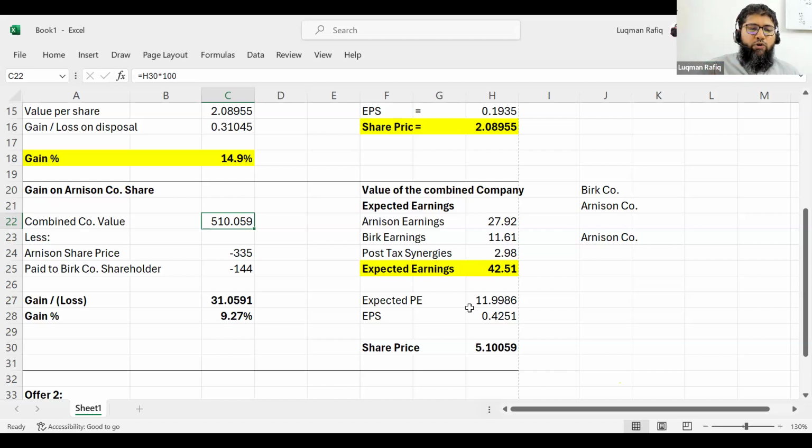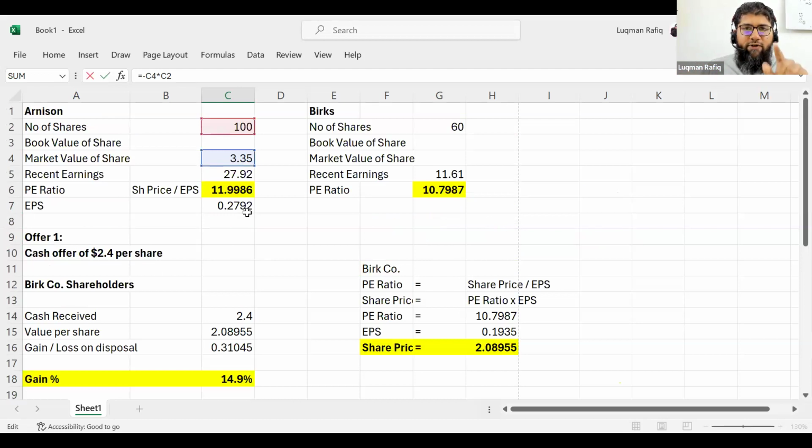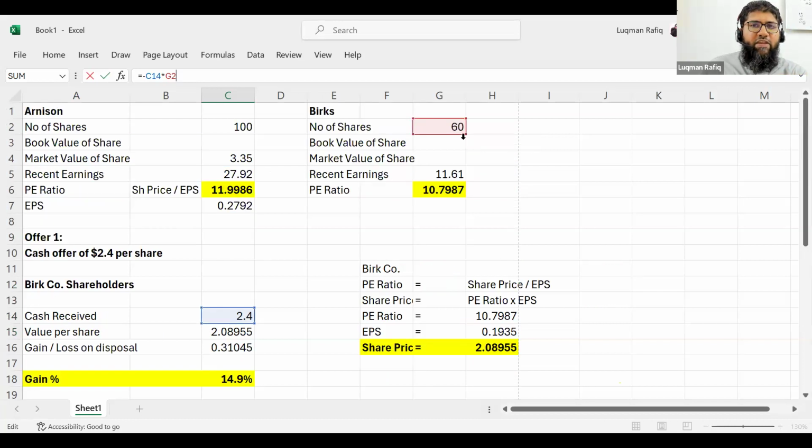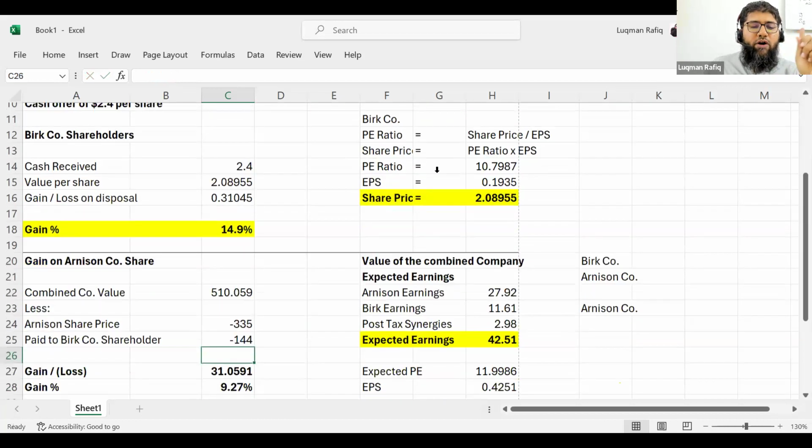See, you would get that gain like this. You would ask, what was the value of the current business of Arneson? So 3.35 was the value of one share, and there were a total of 100 million shares. Therefore, 335 million was the value of Arneson company before acquisition. We paid 144 million to Burke company shareholders. How? 2.4 per share is what we paid, for 60 million shares. So we paid 144 million to them.